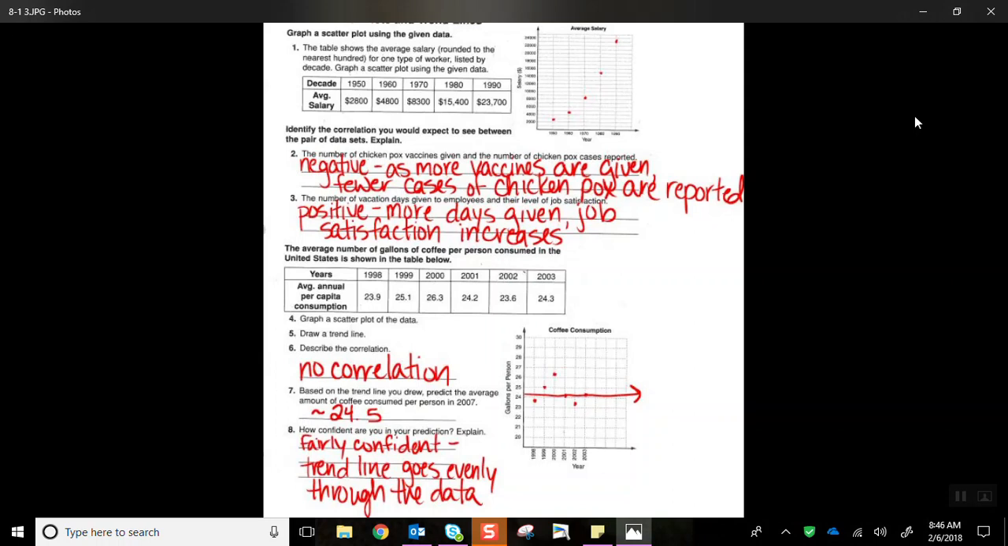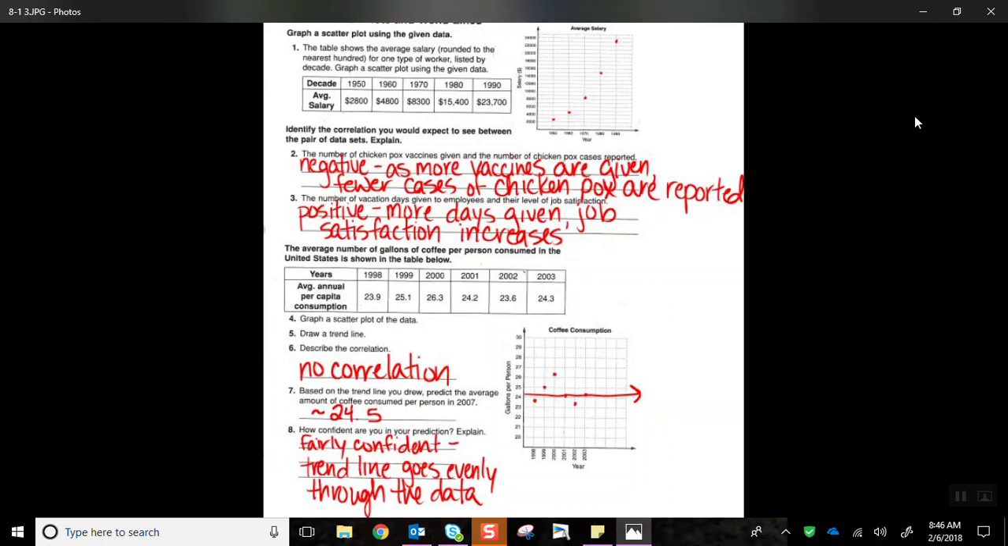And how confident are you? I would say that I'm fairly confident. Again, my trend line goes through the middle of the data. You'll notice 2 points above and 2 points below. Also, my line goes through 2 points. So I would say that I'm fairly confident in that. It also doesn't look like much has changed. You could probably say anything from 24 to 26 as far as the gallons of coffee for answer number 7, and be pretty confident in that.